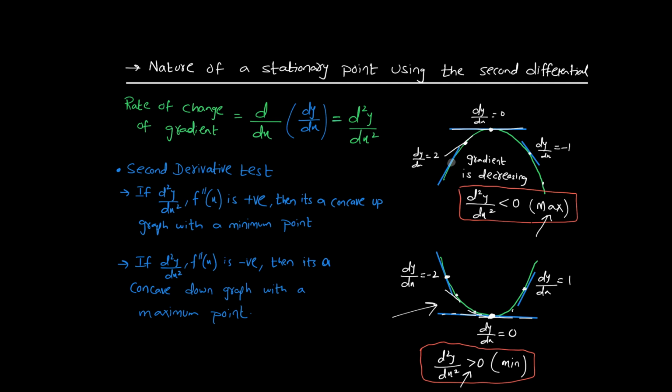So in a nutshell, if you have a second derivative coming out to be positive, then it's a concave up graph, meaning this, and the point is a minimum point. And if you have a second derivative, f double prime of x, that is negative, then it's a concave down curve with a maximum point. So the nature of the point will be a maximum point.